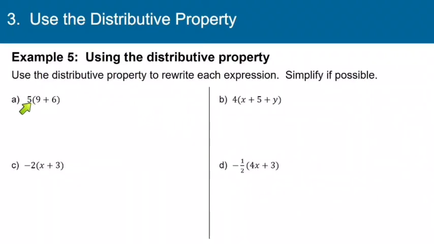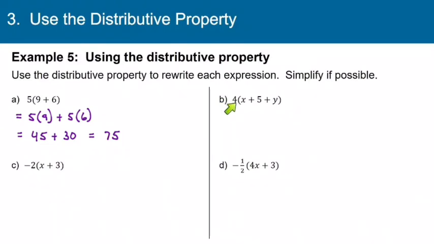So let's use the distributive property to multiply 5 by each of these terms inside. So we would have 5 times 9 plus 5 times 6. Okay, now each of these multiplications can be evaluated. So 5 times 9 is 45, and 5 times 6 is 30. And of course, 45 plus 30 is 75.